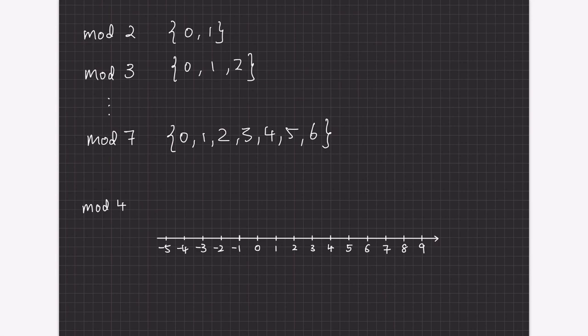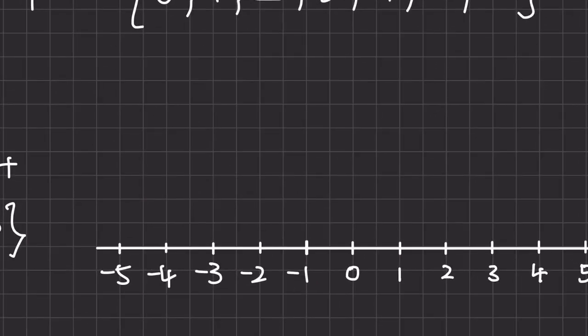So in the world of mod 4, we're going to have 0, 1, 2, 3. For example, 4 will be congruent to 0 mod 4, and 5 will be congruent to 1 mod 4. So let's start from 0. When I divide 0 by 4, I'm naturally going to get 0, the same remainder as 0 when divided by 4.